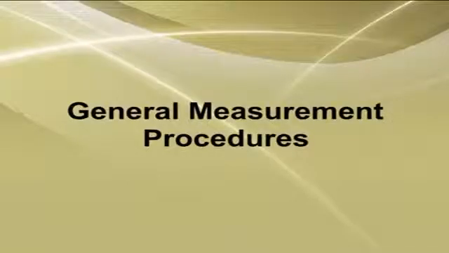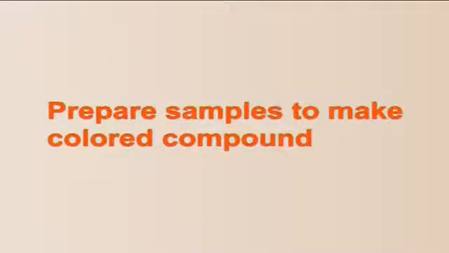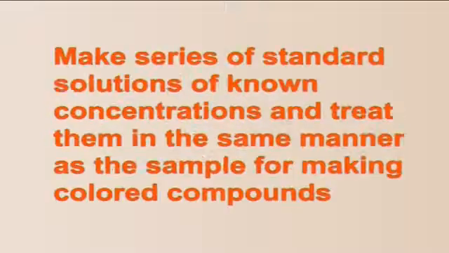General measurement procedures. As explained above, the Beer-Lambert law forms the basis of the measurement procedure. The amount of light radiation absorbed by the compound is directly related to the concentration of the compound. The general measurement procedure consists of 5 steps. Prepare the sample to make a colored compound, make a series of standard solutions of known concentrations and treat them in the same manner as the sample for making colored compounds.